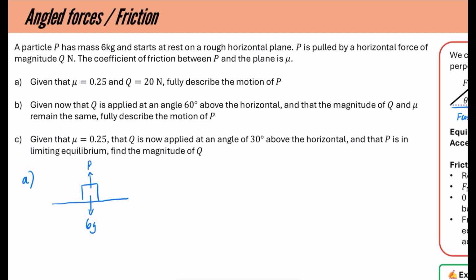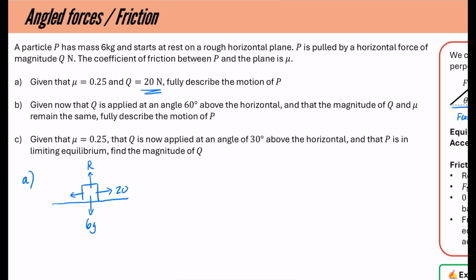And it has a normal reaction R, which we're going to need to use, and it is being pulled by a horizontal force of magnitude 20 newtons, because that is Q that we've got there. And because we've now got this mu, we know that there's a rough force going on here. Let's actually calculate the maximum value that this friction can be. And I'll come back to the diagram in just a second. So to begin with, it is not moving in the up and down direction.